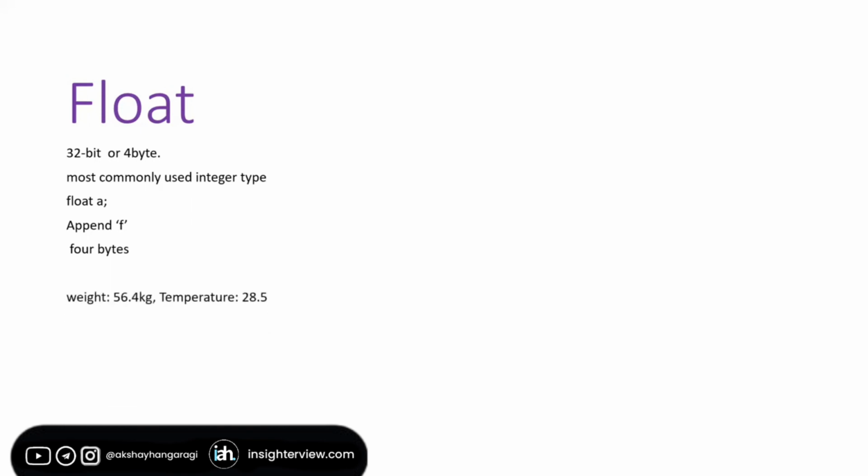What are the real world examples? In order to store the weight of a person, or a temperature like 28 Fahrenheit degrees, this kind of data we can store with the help of float. This container which is holding the float data type can have a capacity of 4 bytes or 32 bits.